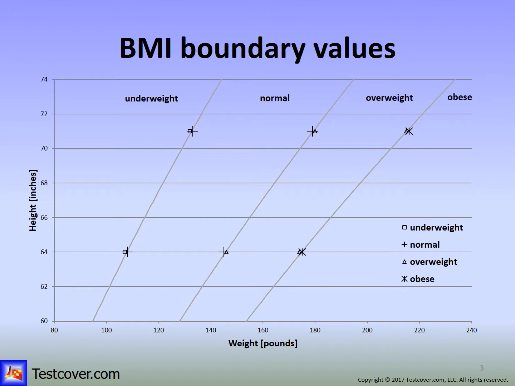This is a graph of the possible BMI boundary values for this example. The weight boundary function has 3 arguments: height with 2 values, BMI boundary with 3 values, and input limit with 2 values. Their product leads to 12 weight values corresponding to 12 BMI values. This means that regardless of how many test cases are generated, each will correspond to one of these BMI values.